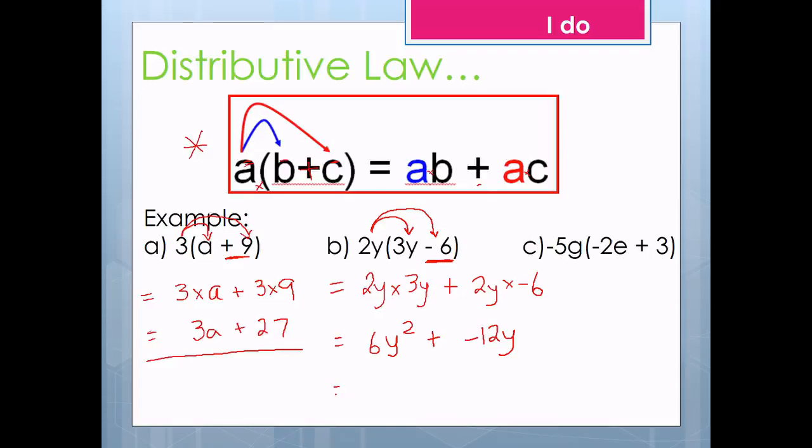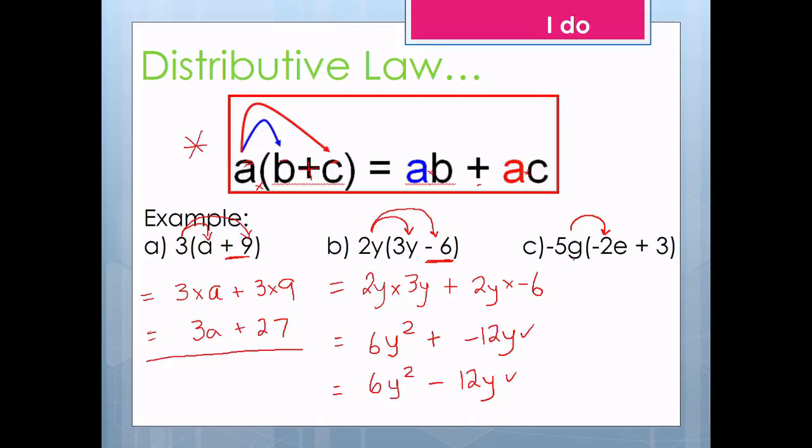For the more advanced maths people out there, you might actually be able to write that more mathematically correct as 6y squared take away 12y. I'm happy with either one. Now I'm starting to run out of a little bit of room here. The last one, I'll do the same procedure.